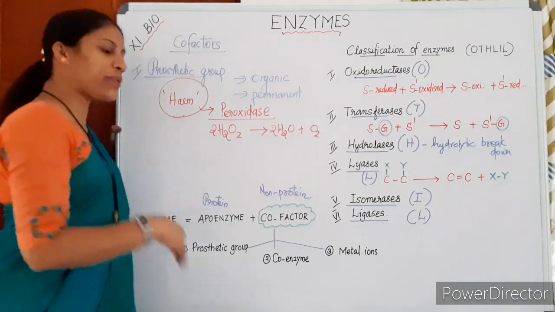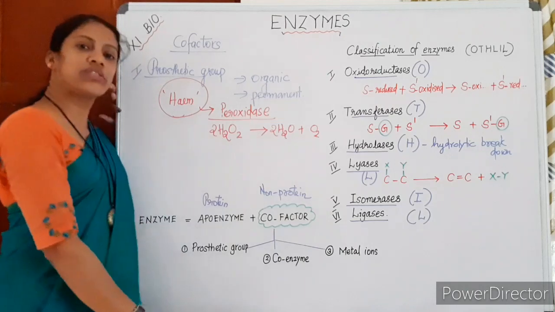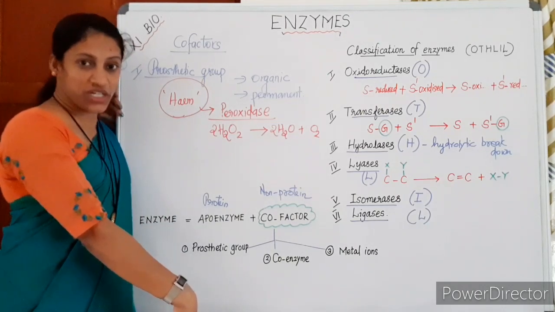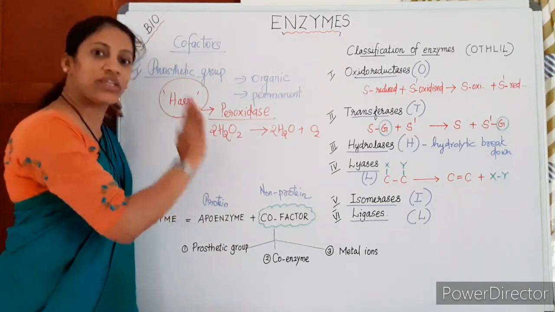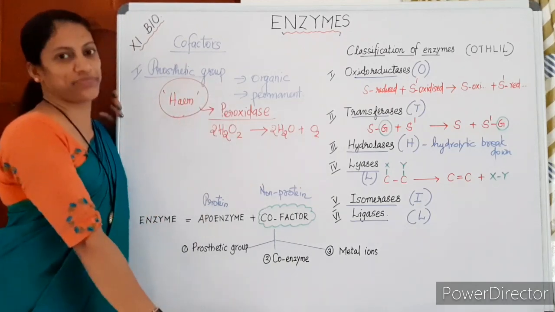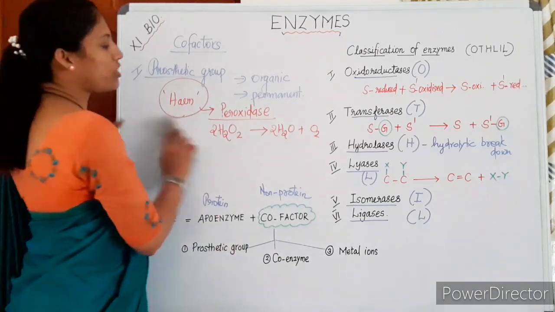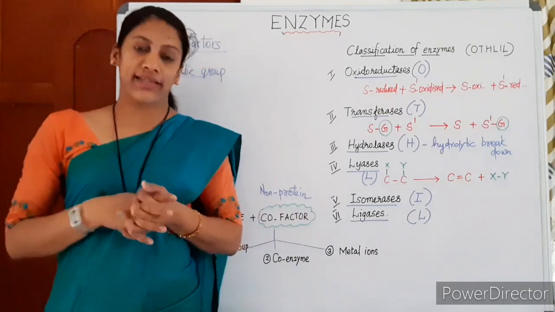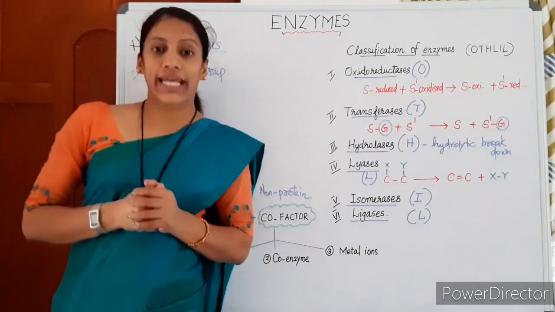So what is the prosthetic group? Otherwise, what is a cofactor of the peroxidase enzyme? The cofactor of peroxidase enzyme is a prosthetic group, which is heme. It's an organic compound associated with it permanently. If we remove that, it cannot act. So this is an example of a prosthetic group. What is the example? Heme. Not only for peroxidase, but for catalase, another enzyme, the same prosthetic group, heme, is there.